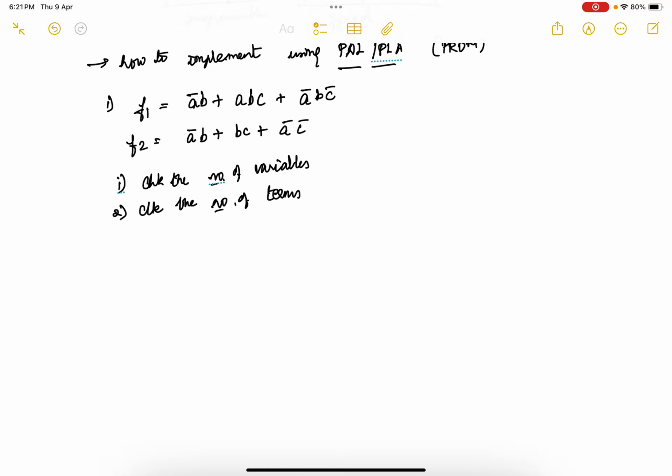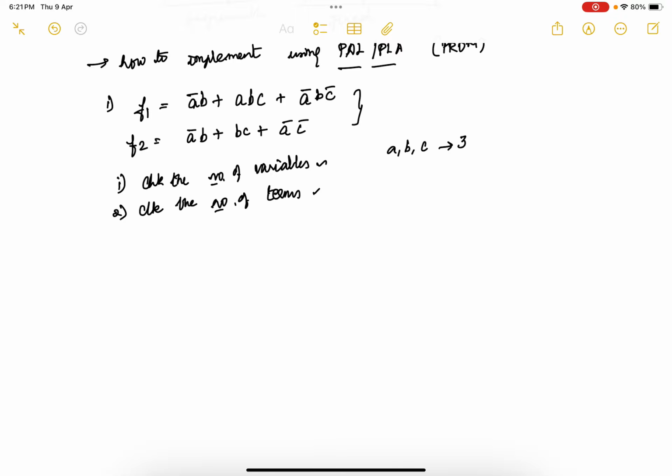Here, if you see in this function, that is F1 and F2, there are three variables. What are the three variables? One is A, another is B, and another is C. So there are totally three variables. Whether A or A dash, that will be called a single variable only. Similarly B or B dash is one single variable, and C or C dash is another single variable. This is the first check, the number of variables.